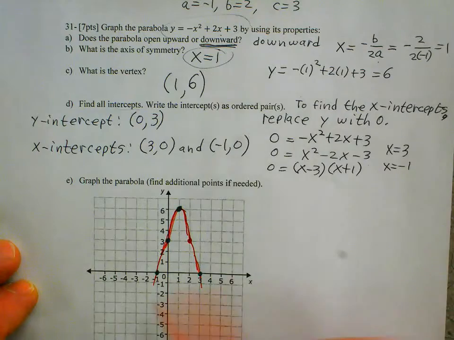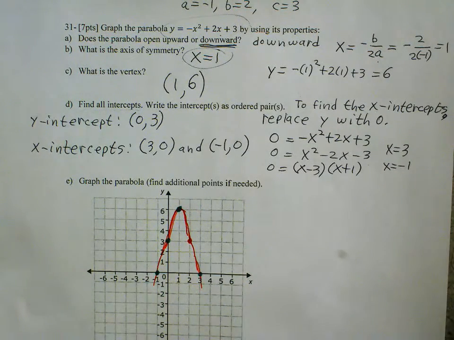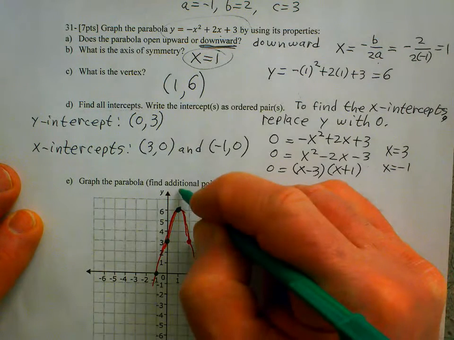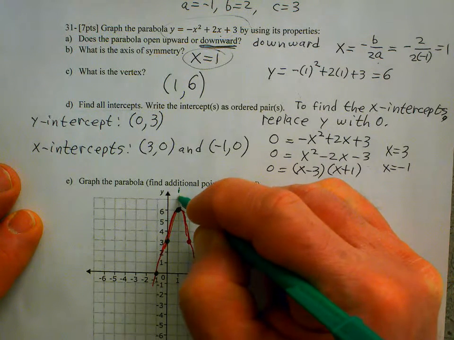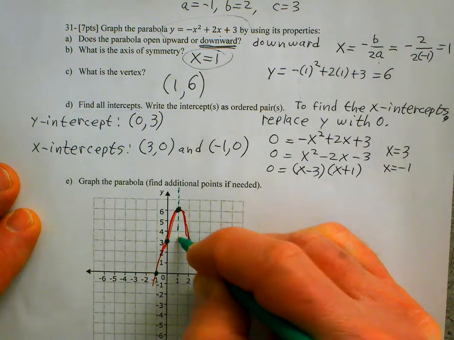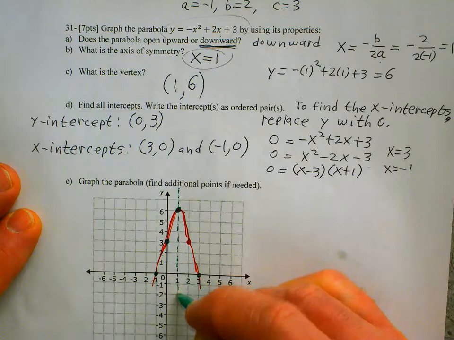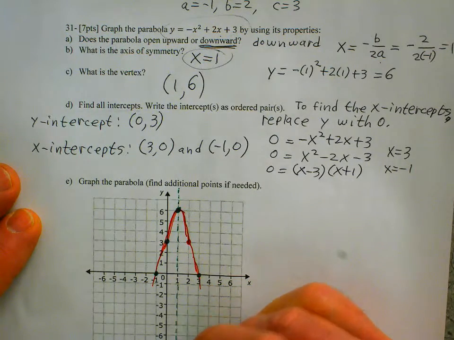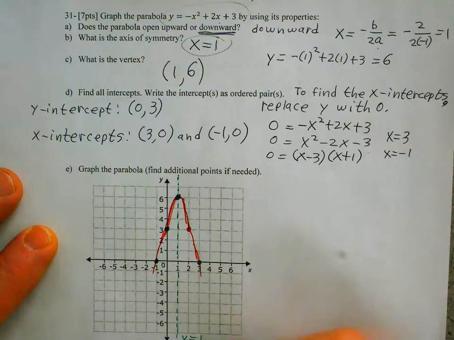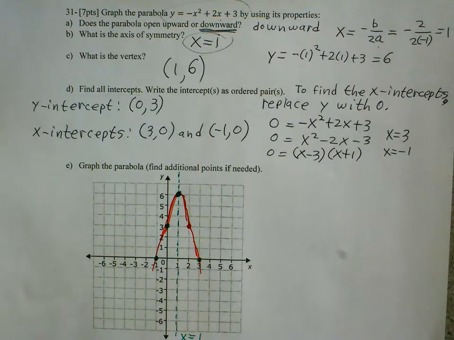We know that it opens down. And for the vertical line of symmetry, we usually put a dashed line. It's the vertical line that passes through the vertex. x equals 1 is the equation for the vertical line of symmetry.